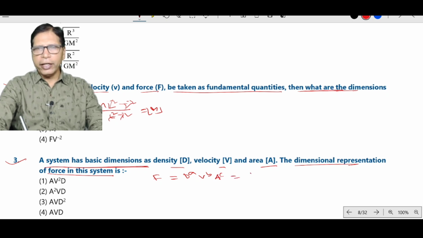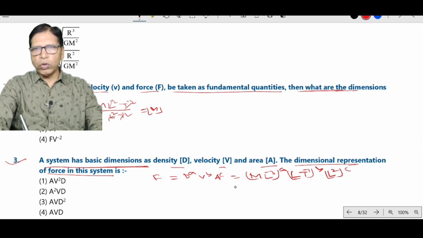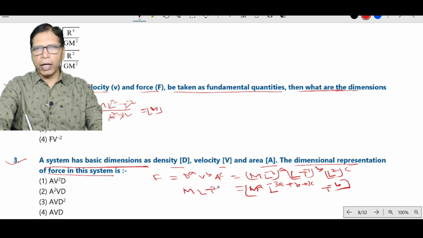Now write the dimensions. D has dimension M L minus 3 to the power a. Velocity has dimension L T minus 1 to the power b. And area has dimension L square to the power c. So look at this here, M to the power a, no problem. L to the power minus 3a plus b plus 2c, and T to the power minus b, no problem. This equals the dimension of force, M L T minus 2.